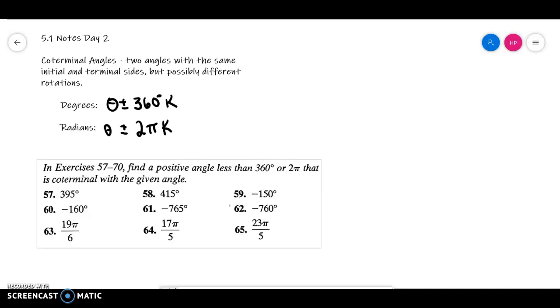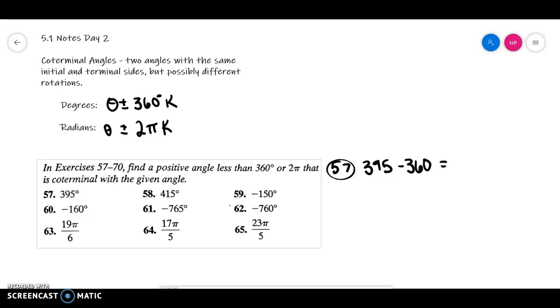So for each of these, we're trying to find some positive number less than 360 or 2 pi. So we're essentially trying to get between what we're used to, like a 0 and then up to 360 or up to 2 pi as we work through. And it's just a matter of where you're starting. So for something like 57 and 58, we're beyond 360. So for those examples, I would take my 395 and see how many times I can basically eliminate a rotation by subtracting off 360 degrees is all.